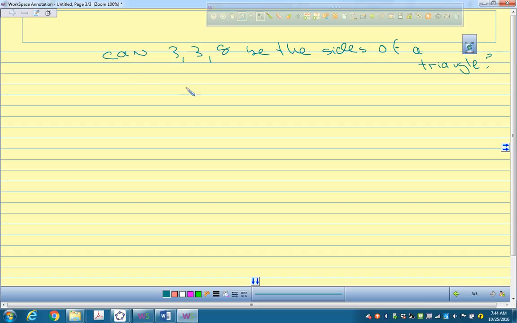It won't reach, right? So if I were to, you could draw yourself a picture, right? Here's 8, here's 3, here's 3. It's not going to be able to reach, right? Okay? So you'll see some questions.